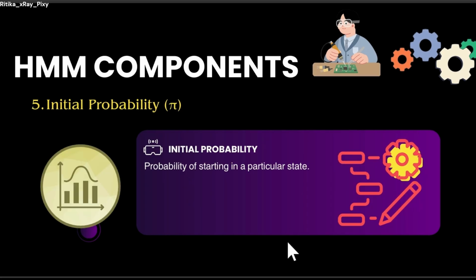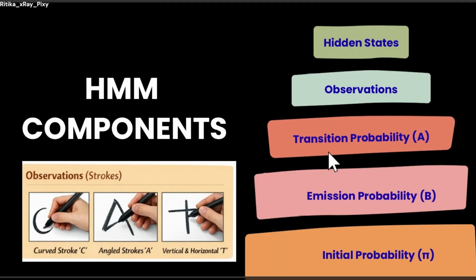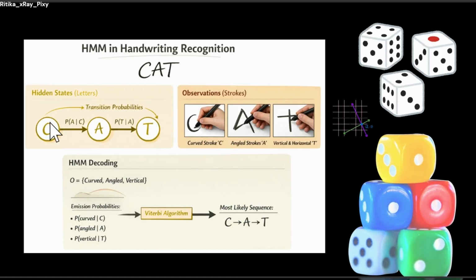The last component is the initial probabilities, pi. That is the probability of starting in a particular state. For the handwriting recognition example, we have hidden states C, A, T. Initially these states are hidden. We cannot directly see the states, so we infer them. The second step is observation.